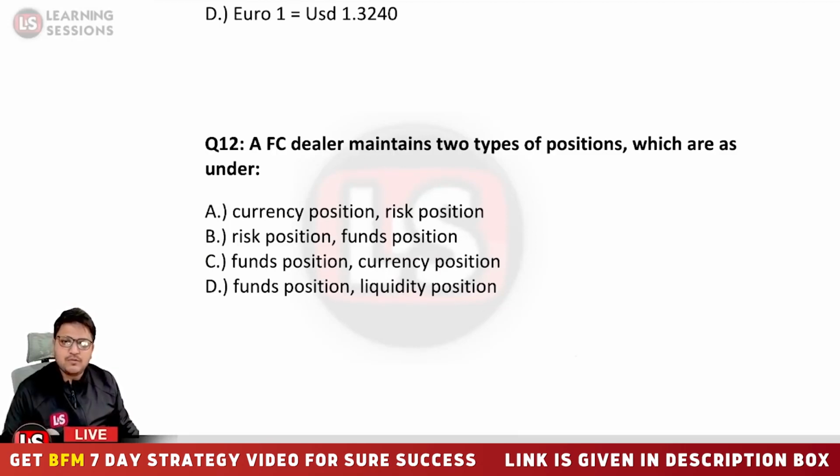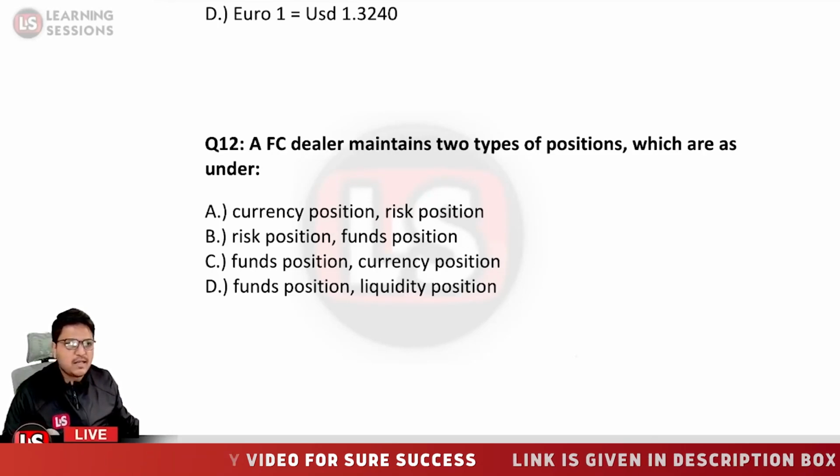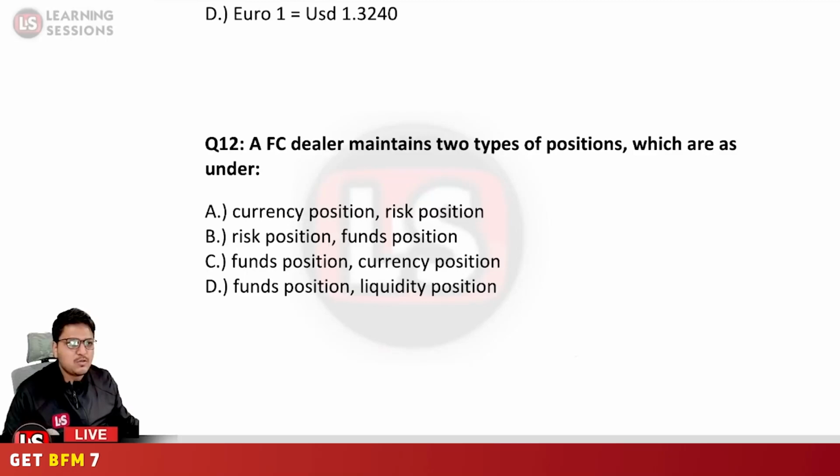This is related to the funds position and the currency position that a foreign currency dealer has to maintain. So option C over here is the right answer. That is fund position and currency position. And Pooja Roy has answered correctly at the earliest. Option C in question number 12 is the right answer.